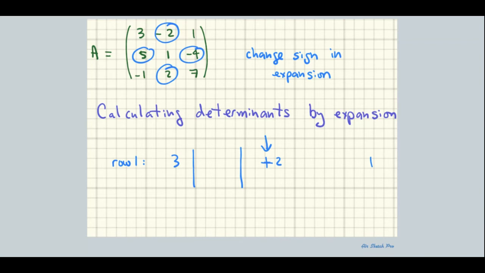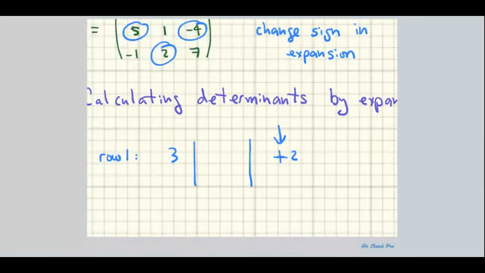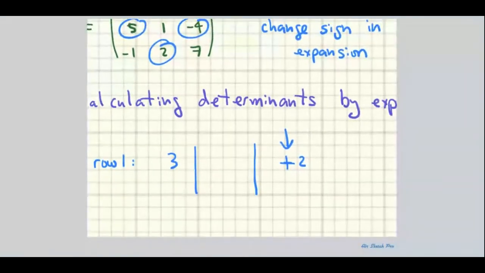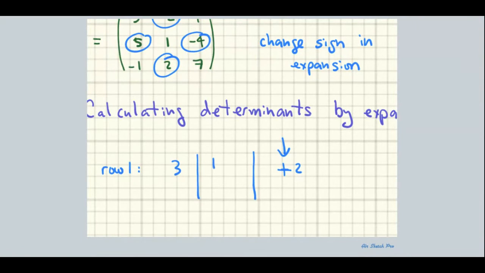First row is gone. First column is gone. I end up with 1, -4, 2, 7. I'm not changing this now. I'm not changing that. Just undo just what I just did. And so that's what I'm going to place in here into this reduced matrix, this punctured matrix. 1, -4, 2, 7.